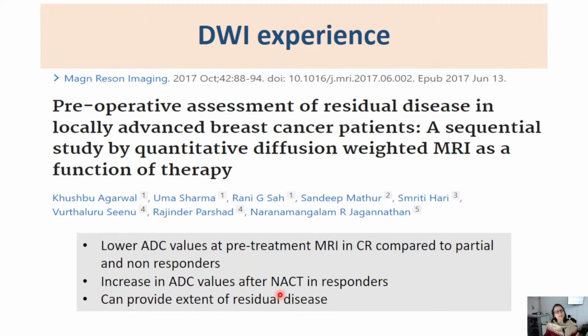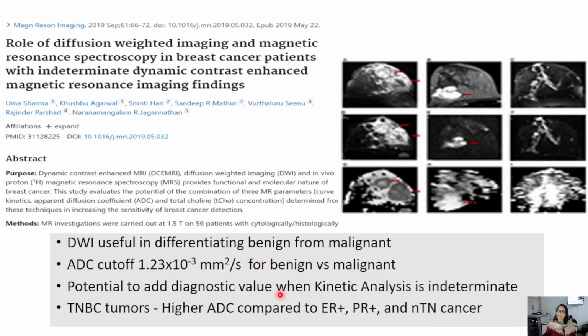So at the beginning of the chemotherapy, the ADC values were much lower, and with response to NACT, the ADC values became higher. Another important use is in distinguishing between the type of lesion, that is between benign and malignant lesions. So in benign lesions, the ADC values are much higher compared to malignant lesions. And also this is very important in equivocal findings when the kinetic curve analysis does not show the typical wash in and wash out parameters.